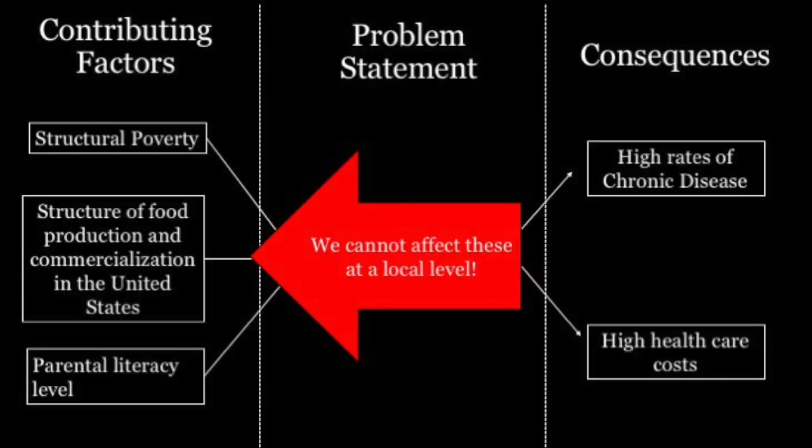But let's look at these contributing factors. If we are enacting a program or a policy at the local level, at the county level, can we really address poverty? Can we change the structure of food production, the capitalist system that we have of food production in the United States? Or can we really change parental literacy when they already have children? Can we really change that realistically with our program? Well, probably not. Chances are not.